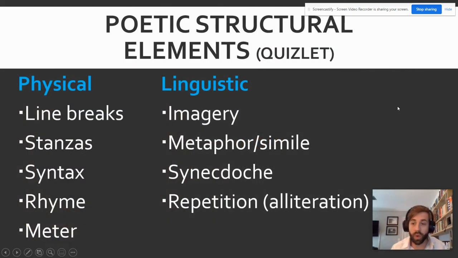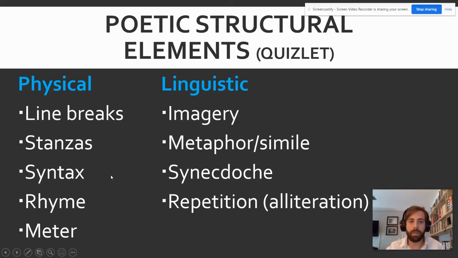So we're going to start this process by looking at some poetry. We're going to look at a poem with the purpose of analyzing its structural elements. And the first thing we need to do is familiarize ourselves again with some of those structural elements of poetry. I'm not just going to say, hey, analyze the structure of poetry without actually giving you some vocabulary and some tools to use to help figure out the structure.